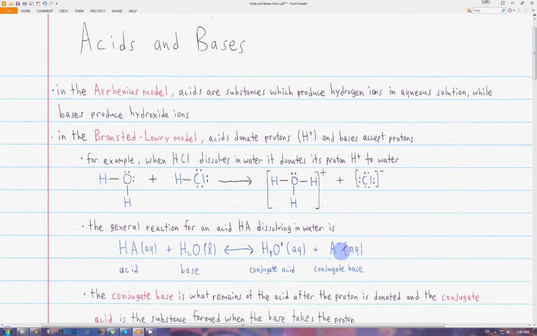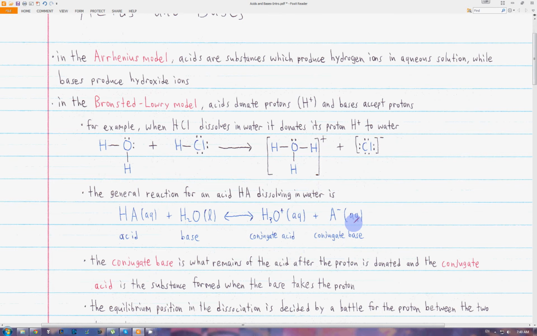And we call this A minus the conjugate base. It's what remains of the acid after it donates its proton. And it's a base because now that it lost an H plus, it's ready to accept one. And the conjugate acid is what's left of the base after it accepts the proton. And it's an acid because now that it has an extra proton, it's ready to donate it.